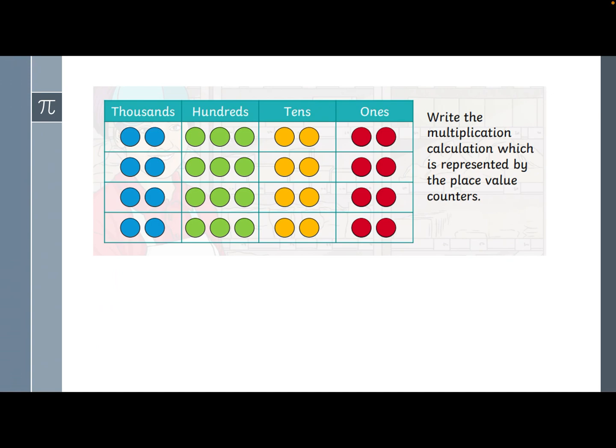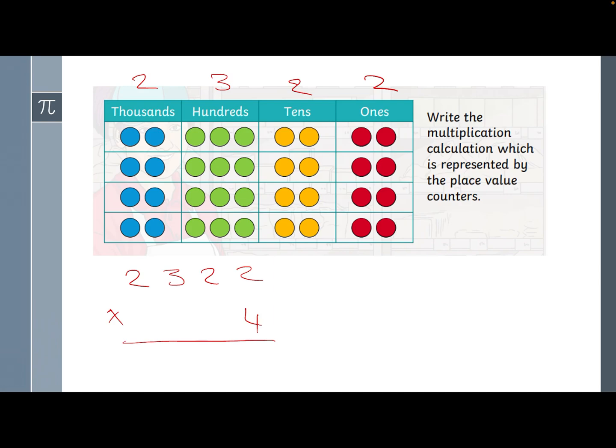So our next calculation is, what is the calculation that is represented? Pause the video, give it an answer. Again, I'm going to do the same thing. I'm just going to take one row first. 2,300, 2 tens, which is 20, and 2 ones. 2,322. How many times have I got that? 1, 2, 3, 4, multiplied by 4.